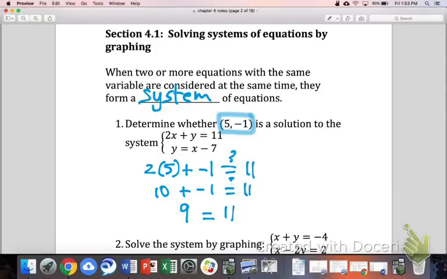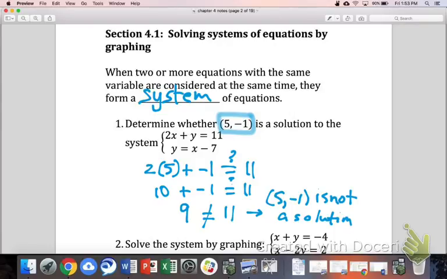So 9 is not 11. 9 is not equal to 11. Therefore, we could say (5, -1) is not a solution. We only had to check one of them, because the first one we tried did not work. That means it's not a solution to the system. And we've done that, like I said, at least 4 times in class. Is this making sense? Yeah.